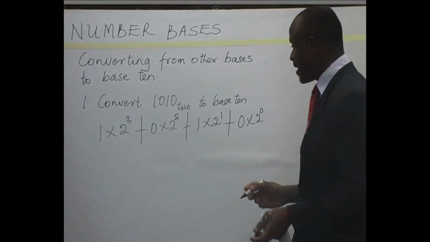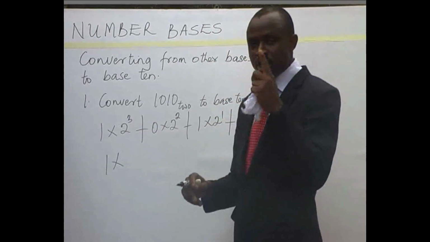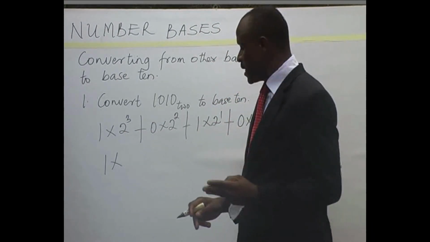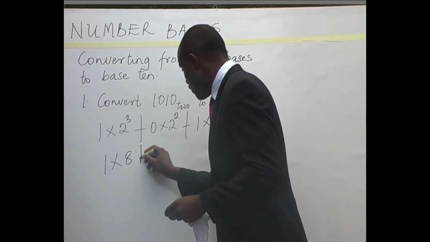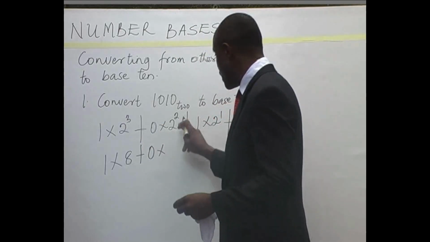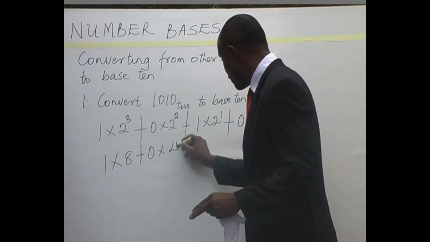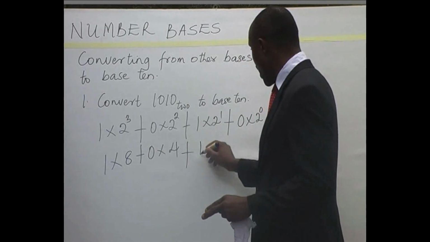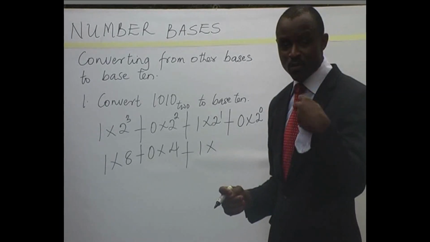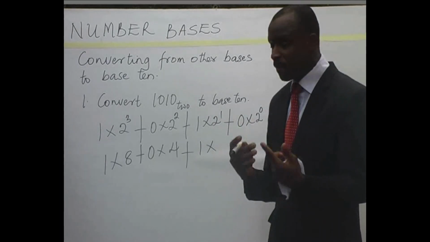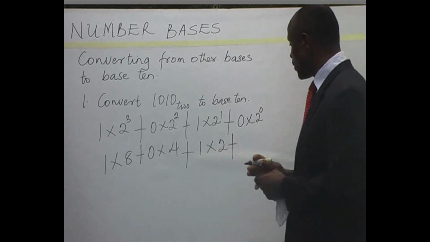What do we mean by simplifying this? We have 1 times 2 exponent 3 means 2 times 2 times 2. 2 times 2 is 4, 4 times 2 is 8. So we have 8 here. Plus bring down 0 times 2 squared means 2 times 2, so in that case you have 4. Bring down plus 1 times anything exponent 1 is that thing. So in this case you have 2 here because 2 exponent 1 is 2.